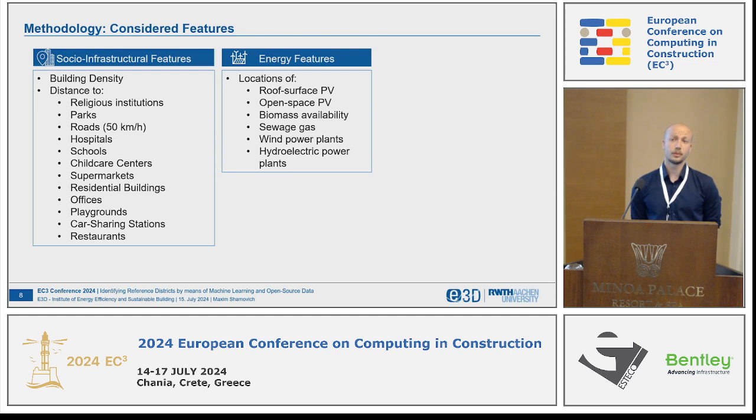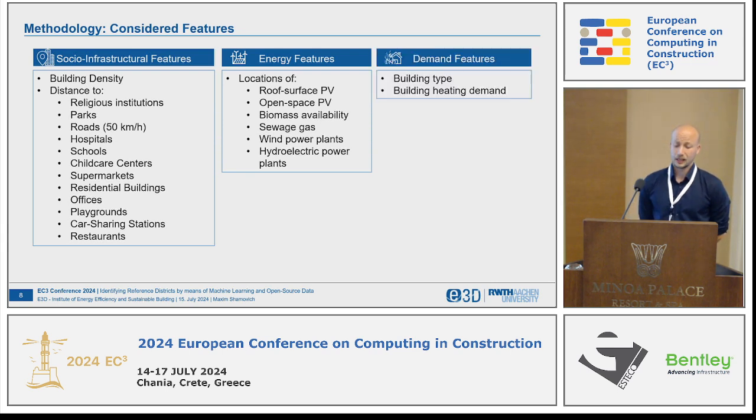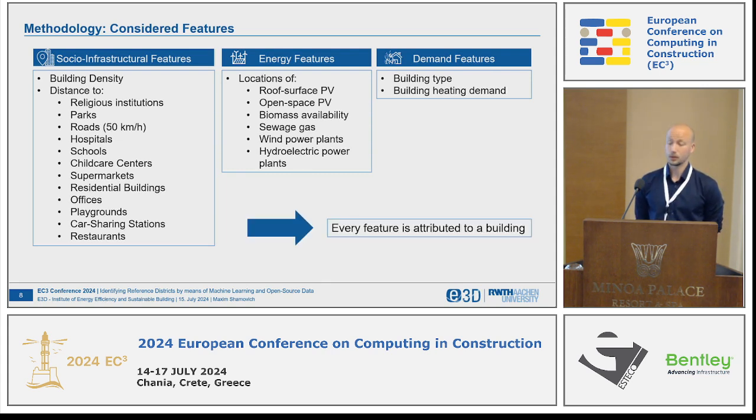On the energy side, we want to focus on renewable energy, so focusing on the locations of roof surface PVs, for example, or biomass availability inside a city. And on the demand side, we are considering building heating demand and the building type. So is it a multifamily house, is it a single family house, and so on. And as you notice, all of those features are capable of being attributed to a specific building. So this is what we are clustering in the first stage.